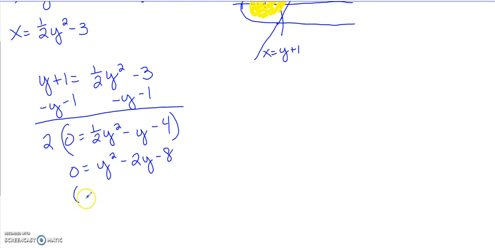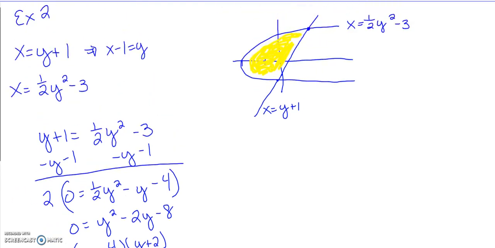So now I got to factor. What times what gives me 8? When I subtract, I get -2. Oh my gosh, that is so correct. -4 and +2. I'm so proud of my little pumpkins. And so I get values at 4 and at -2.